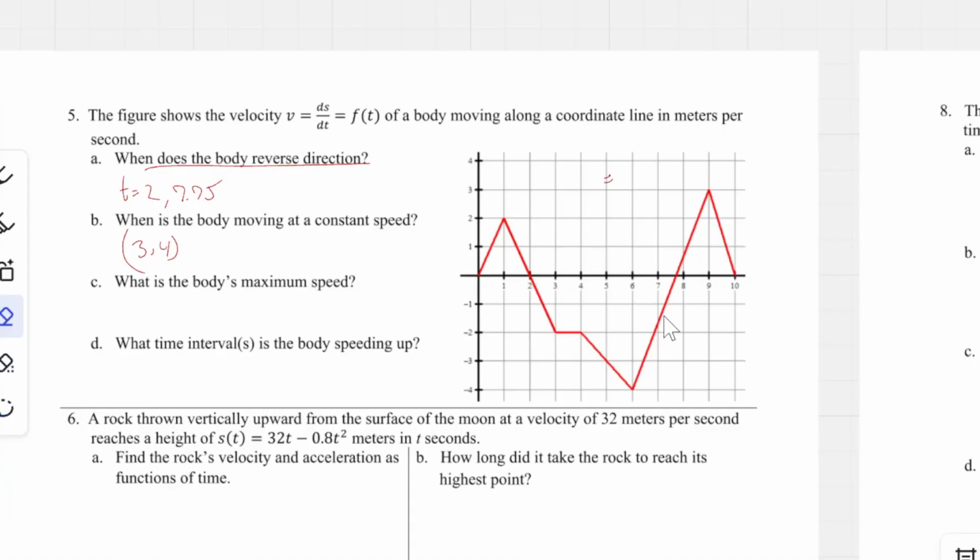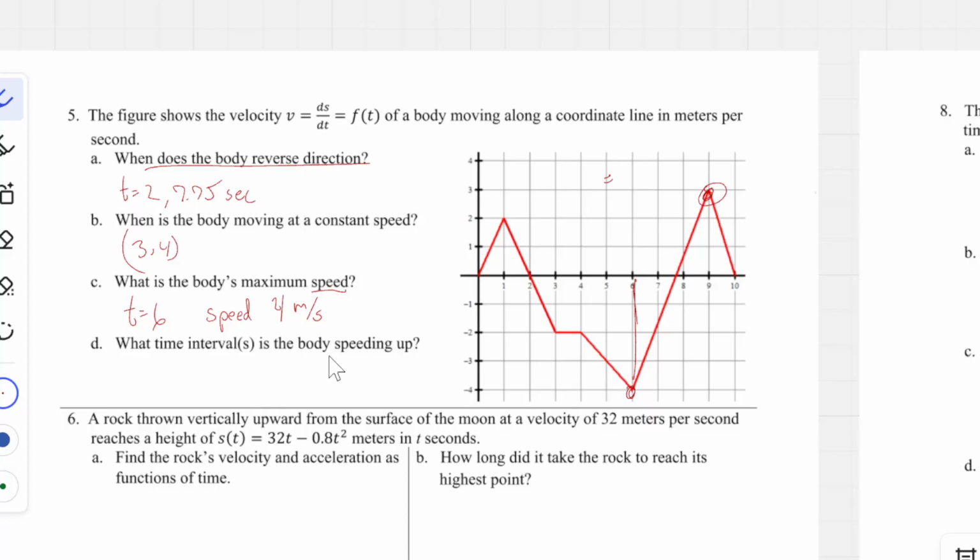Body's maximum speed, so you could say 9, but it's actually 6. Velocity is -4 here, and it's +3 here, but the speed is the absolute value. So the speed is 4 meters per second.